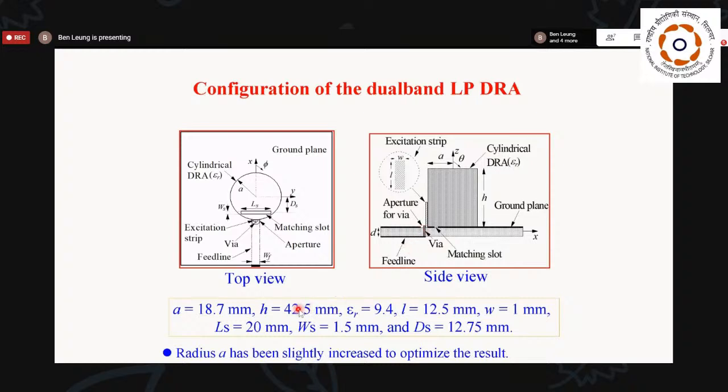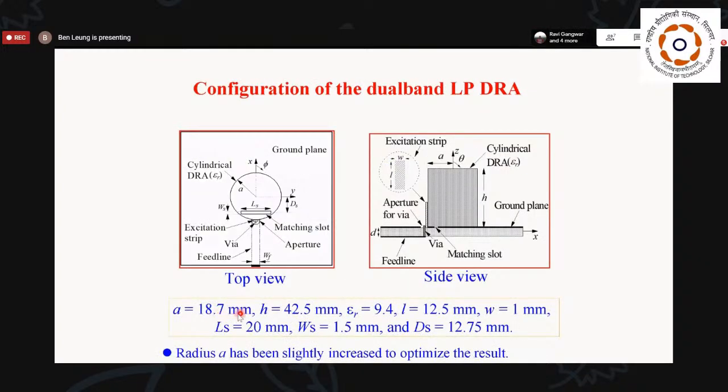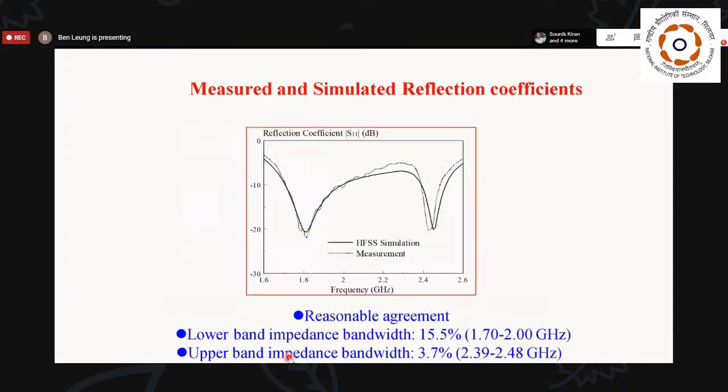Okay, these are the parameters of the antenna. In our simulation, we have slightly increased a from 17.9 millimeter to 18.7 millimeter to optimize the result. Now these are the measured and simulated reflection coefficients. We can see that pretty good agreement is obtained. Now the lower band impedance bandwidth is 15.5%, whereas the upper band bandwidth is 3.7%.